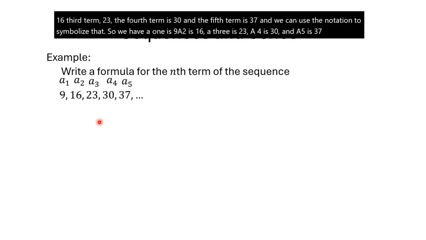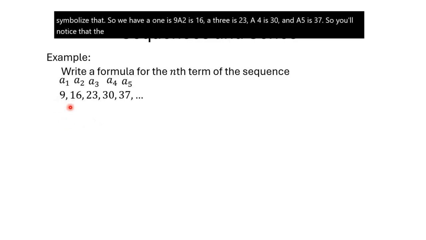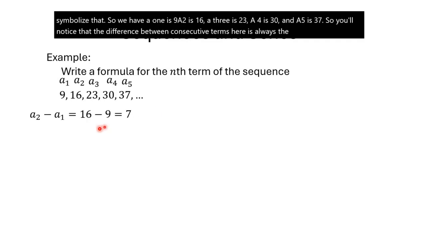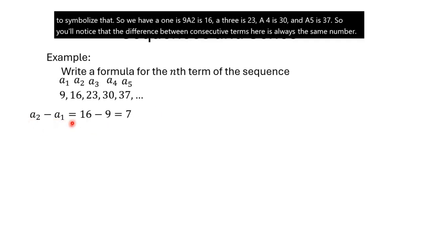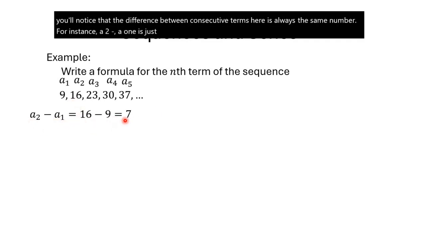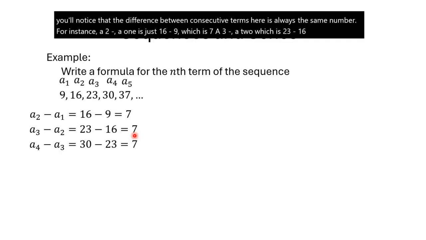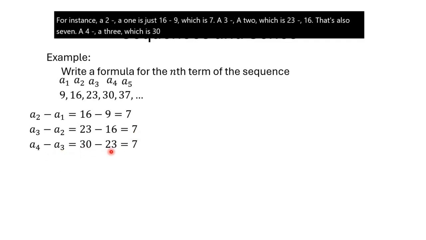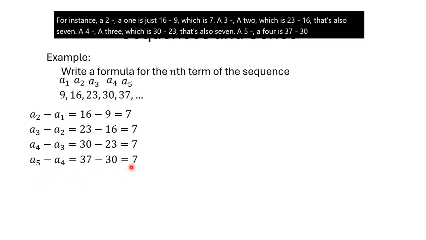You'll notice that the difference between consecutive terms here is always the same number. So for instance, A2 minus A1 is just 16 minus 9, which is 7. A3 minus A2, which is 23 minus 16, that's also 7. A4 minus A3, which is 30 minus 23, that's also 7. A5 minus A4 is 37 minus 30, which is also 7.